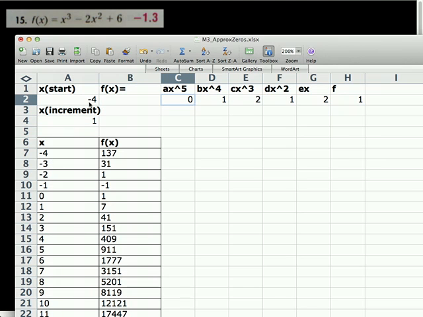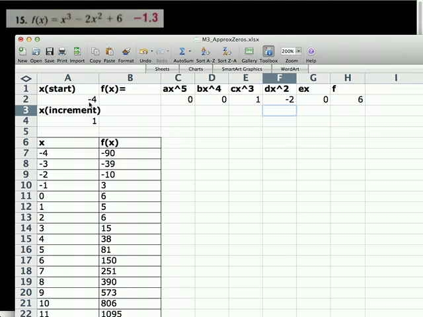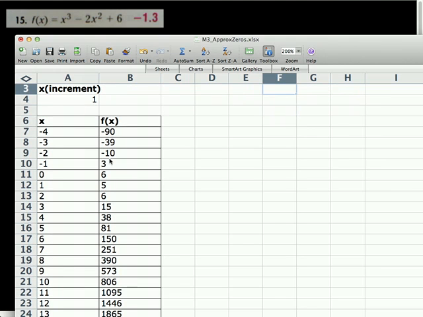So this is 0x to the 5th. There is no x to the 4th term. There's a 1x cubed, a minus 2x squared. There is no linear term, and then there's a 6 for the constant. So here's my setup. So let's analyze this chart, and then we'll zoom in on it if we have to.